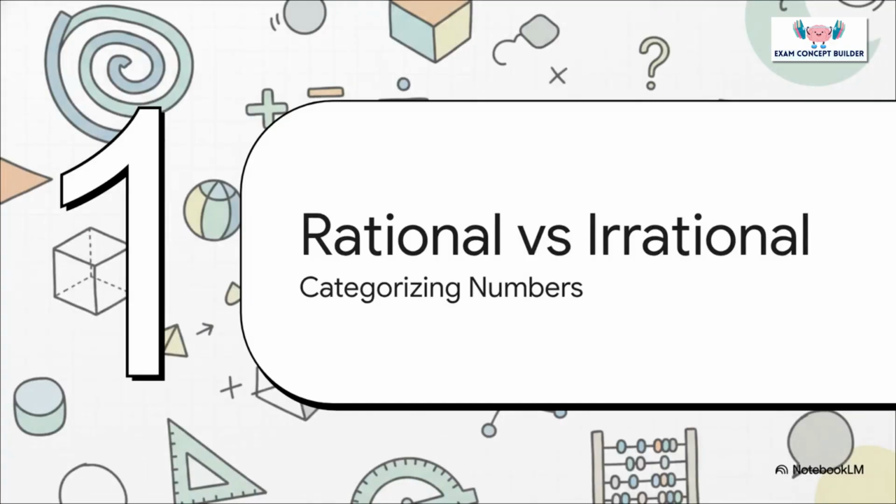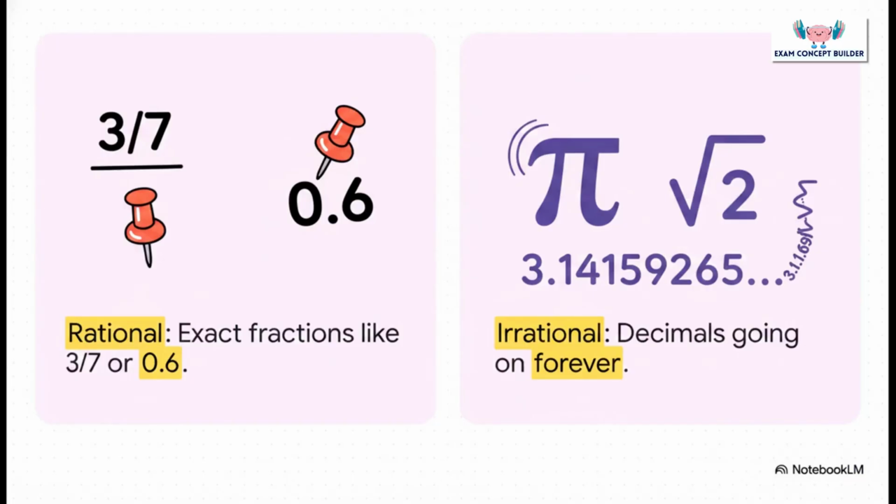Section 4, Rational versus irrational numbers. Here's the easiest way to tell these two apart. A rational number is any number that can be penned down exactly as a simple fraction of two integers. 3/7 is rational. So is 0.6, because that's just 6/10 or 3/5. Even repeating decimals like 0.333 are rational, because they equal exactly 1/3.